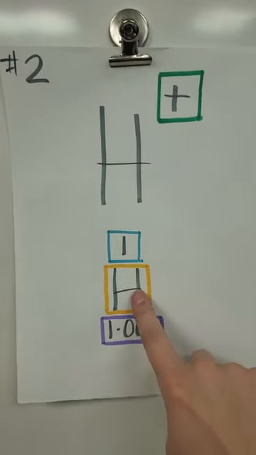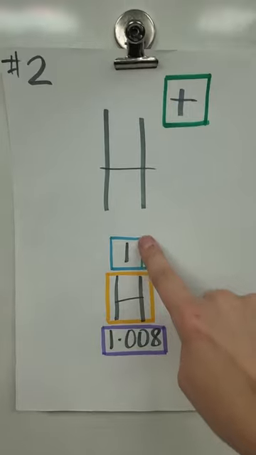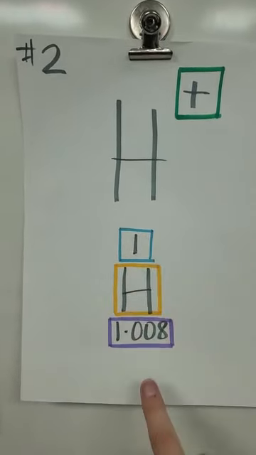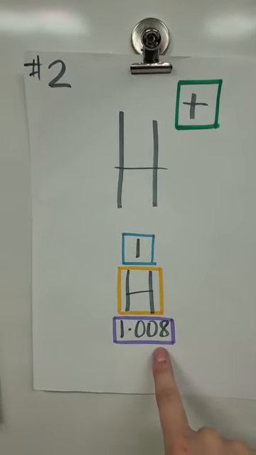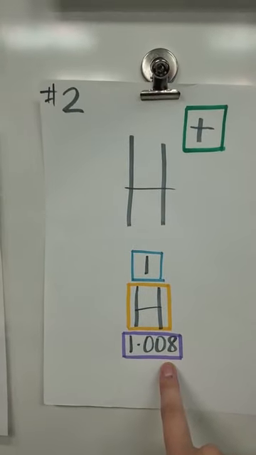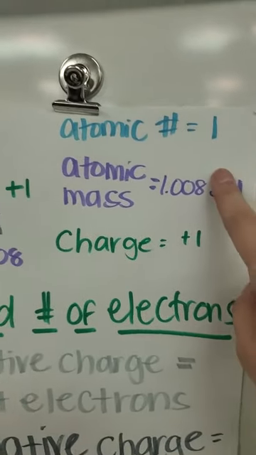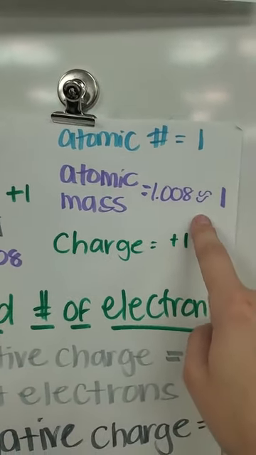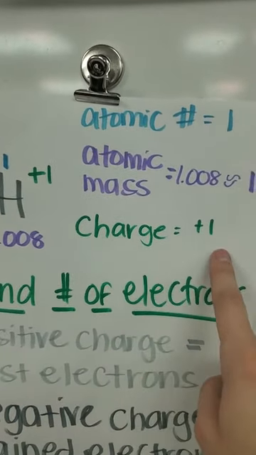But again, looking at our periodic table, we find hydrogen, chemical symbol is right here. Up here, we've got our atomic number. We know that we've got 1 proton. Down here, we've got our atomic mass, our average atomic mass. So we're going to round that so that way we can find our mass number. Okay, so if we're looking, we know we have 1 proton. We know that our atomic mass is about 1. Okay, and we know that we have a charge of +1.